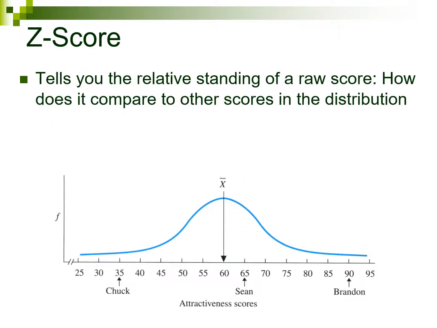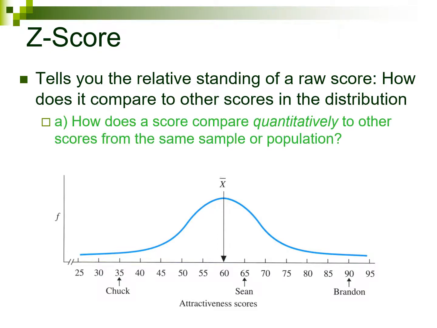Okay, now there are two main things that we can do with z-scores that we're going to focus on today. The first really neat thing about z-scores is that we can use them to tell us how a raw score compares quantitatively to other scores from the same sample or population. So I've talked about this already.